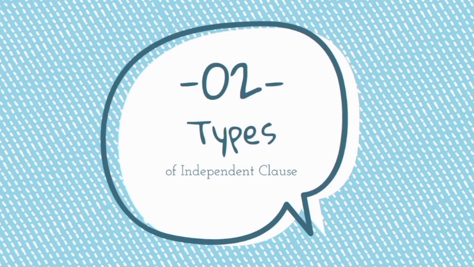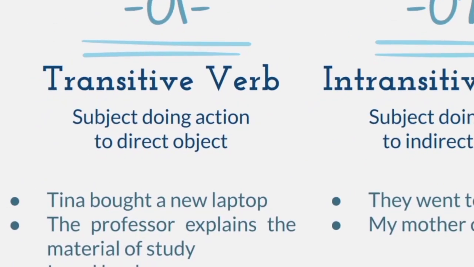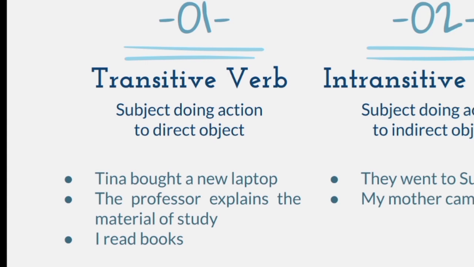The types of independent clause. The types of independent clause terdiri dari 3 macam, yakni transitive verb, intransitive verb, and linking verb. Transitive verb is a verb that can take a direct object. In other words, the action of a transitive verb is done to someone or something. An independent clause with transitive verb is to explain about the subject doing action to direct object.